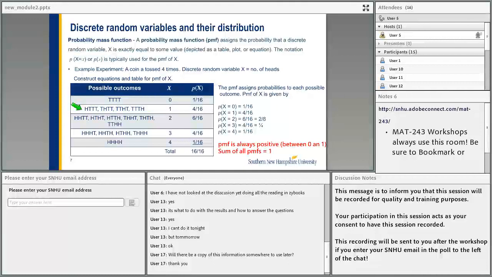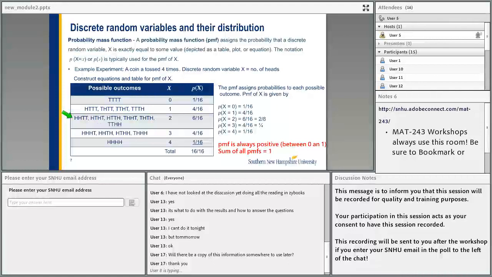The second row, I have 1 head and 3 tails. The 1 head can appear in any of the 4 tosses. It can either be in the first or the second or the third or the fourth. And depending on where I get the heads, I have 4 combinations. So my probability here is going to be 4 over 16. And the value of x is 1 because I have 1 head.